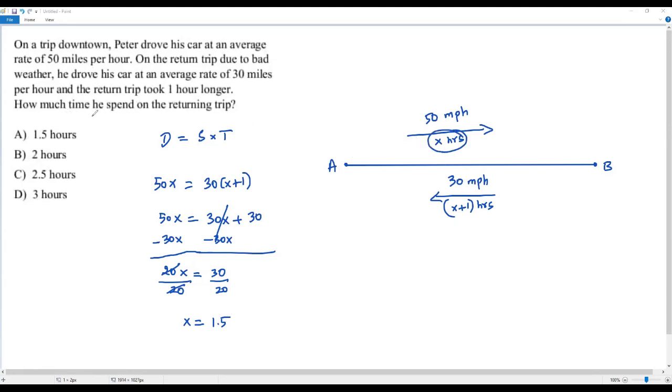But they are asking us to find the time on the returning trip. The returning trip is from B to A, so that is x plus 1 hours. Now to find the time for the returning trip, I have to plug in this 1.5 for x over here. When I plug in 1.5 for x, I'm getting 1.5 plus 1, that is equal to 2.5 hours. On the returning trip, it took 2.5 hours. We find this 2.5 in answer choice C. The correct answer choice for this question is C.